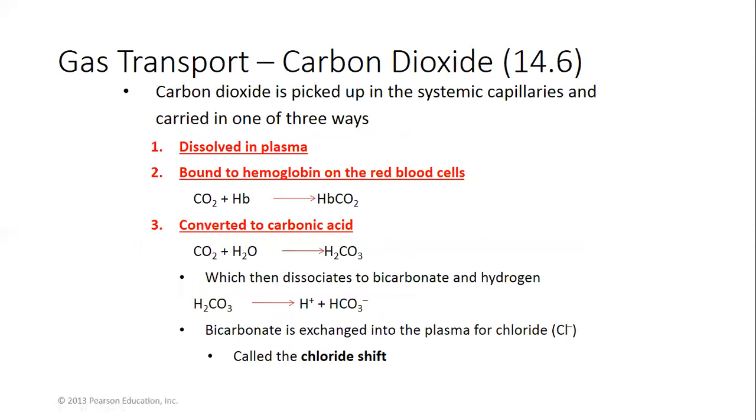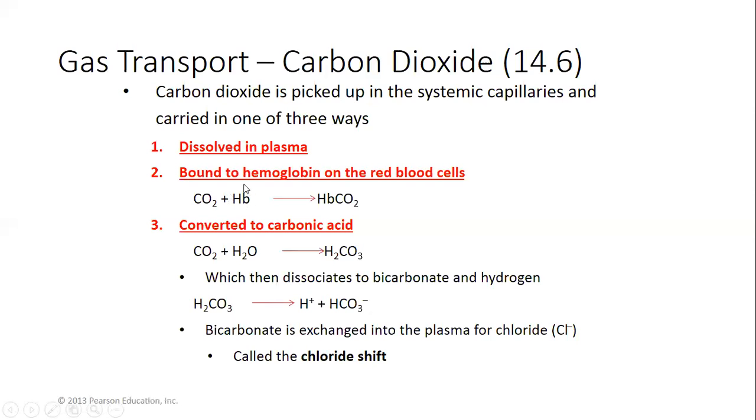Carbon dioxide can be dissolved in the plasma. Actually, both carbon dioxide and oxygen can dissolve in the plasma. Think about a soda where there are fizzy bubbles. That's gas dissolved in a liquid. So gases like oxygen and carbon dioxide can dissolve in the liquid, our plasma in blood. But carbon dioxide can also be bound to hemoglobin.